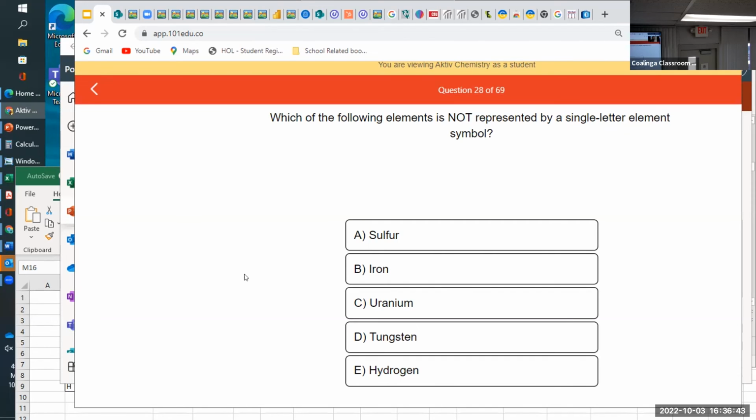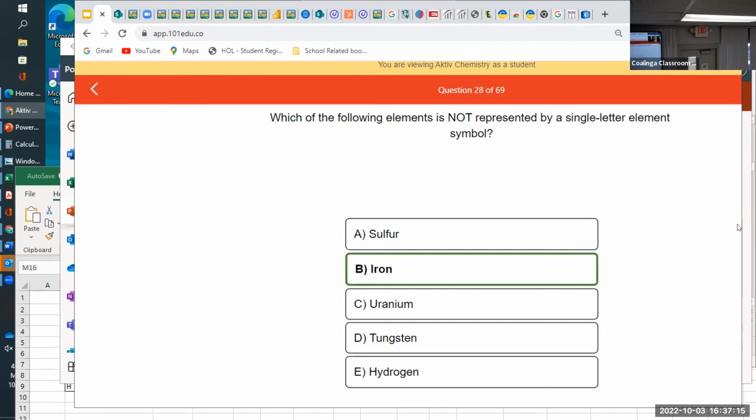Oh, really? Sometimes, yeah. Okay, which of the following elements is not represented by a single letter element symbol? Sulfur, iron, uranium, tungsten, hydrogen. How many of you say sulfur? Raise your hand. Hydrogen. No. Yeah, we're looking for not a single letter. Iron.